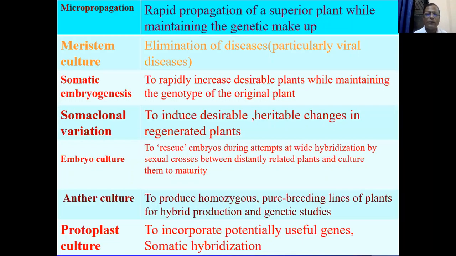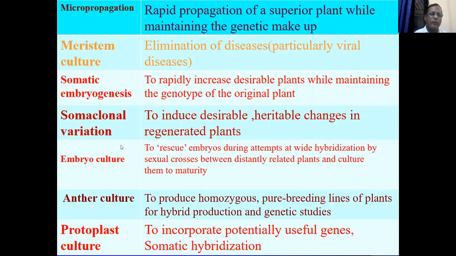Along with this, if you are talking about the different systems of micropropagation, one is meristem culture, where we can eliminate disease and get disease-free planting material. And somatic embryogenesis is done for rapidly increasing desirable plants while maintaining the genotype of the original plants.